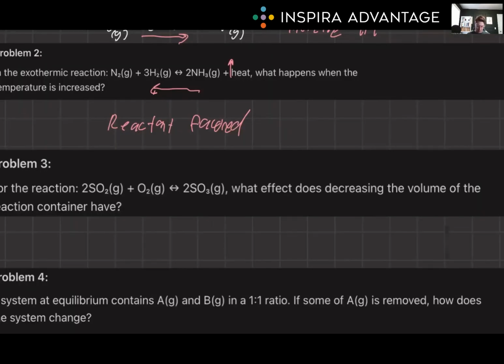Now let's take a look at problem 3. For the reaction shown here, what effect does decreasing the volume of the reaction container have? Well, let's write out PV first to make sure we don't make any silly mistakes. So we are decreasing the volume. It's going to mean we are increasing the pressure. And what do we know about increasing the pressure? Well, if we increase the pressure, the system will shift towards the side with fewer moles of gas. So we need to figure out how many moles of gas we've got. 2 SO2, 1 of O2, so this is 3 total, and just 2 of SO3. This means we're going to shift towards the 2 side. So this is a product-favored reaction.